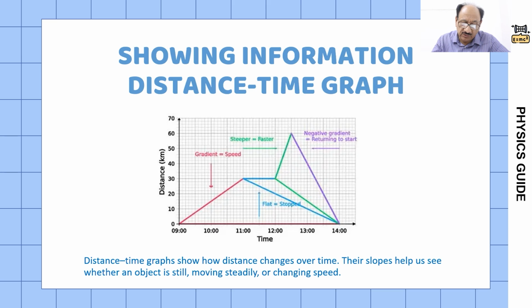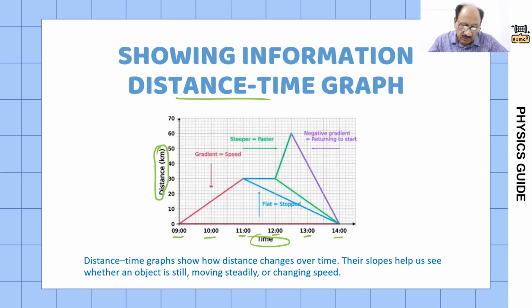First of all, we can understand how we are showing information in a distance time graph. Distance we always take on the y-axis as the dependent variable, and for the independent variable we take time on the x-axis. We can see 9, 10, 11, so the intervals are 1 hour intervals, and on the y-axis we are taking 0, 10, 20, so a scale is taken.